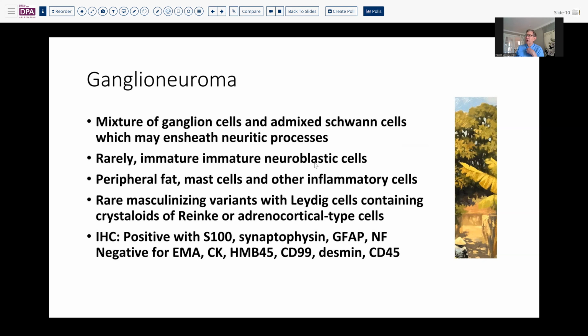We've mentioned the immature neuroblastic cells that can occur. Peripherally, we can see fat, as we did in our case, occasional mast cells, and other inflammatory cells. There have been rare reported masculinizing variants that may have Leydig cells or adrenocortical-type cells as well. As would be expected with a neural-derived tumor, these tumors are positive with S100 in both components, synaptophysin, GFAP, and neurofilament protein. They tend to be negative for epithelial markers, HMB45, CD99, desmin, and CD45, in case you are concerned about lymphoma or some other neoplasm.